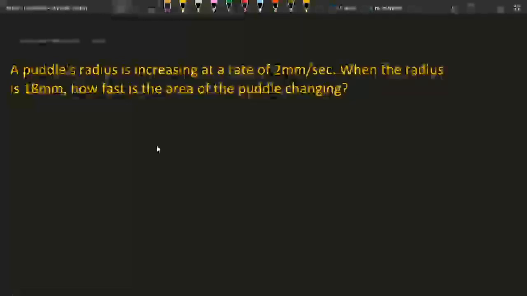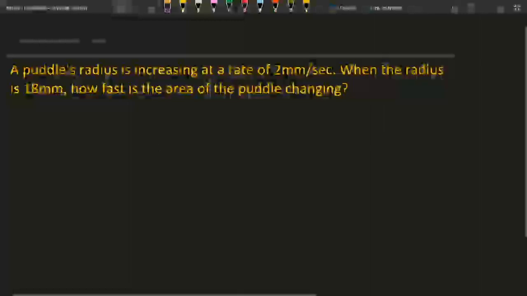Alright guys, so for our first example problem, we have a puddle's radius is increasing at a rate of 2 millimeters per second. When the radius is 18 millimeters, how fast is the area of the puddle changing?